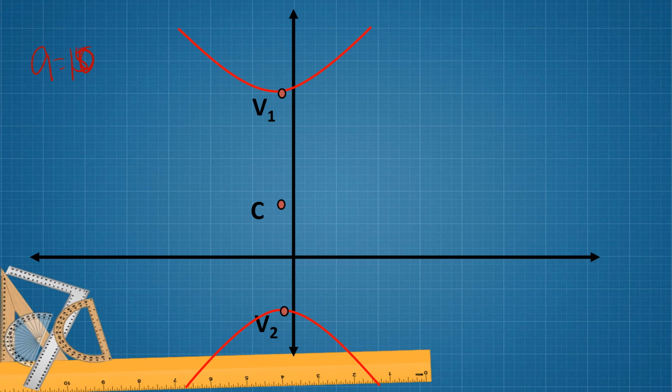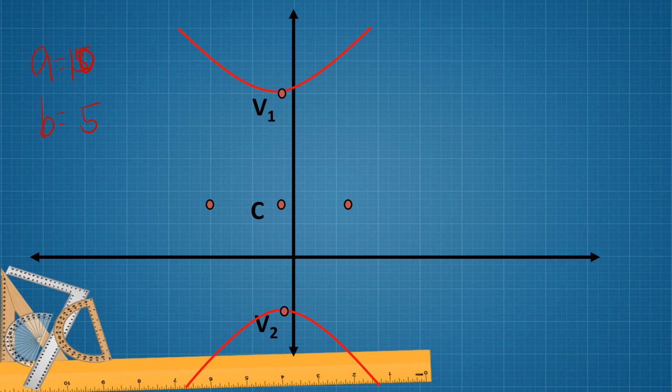Next, we're going to locate the endpoints of the conjugate axis. To locate the endpoints of the conjugate axis, we're going to use the value of b, which is equal to 5. So we're going to count 5 units right of the center and 5 units left of the center. And the endpoints of the conjugate axis will be located here.